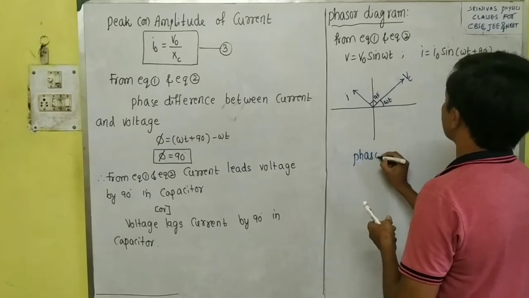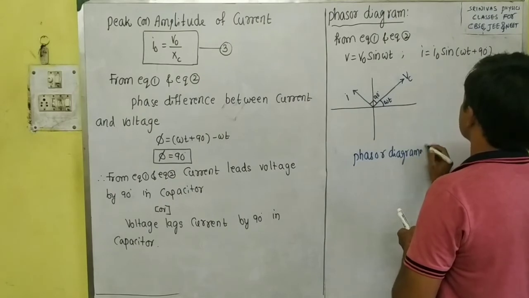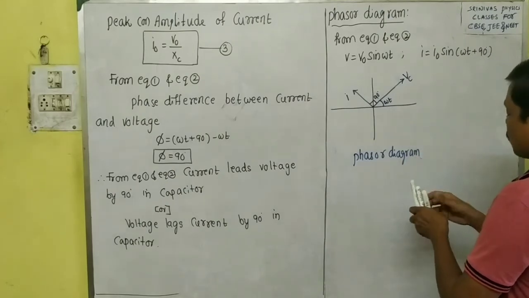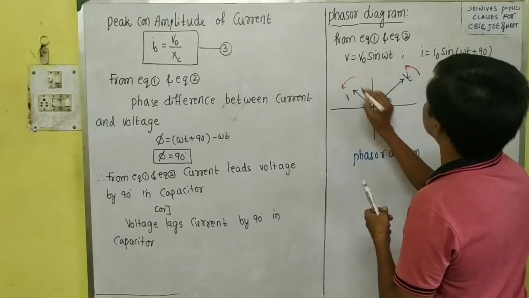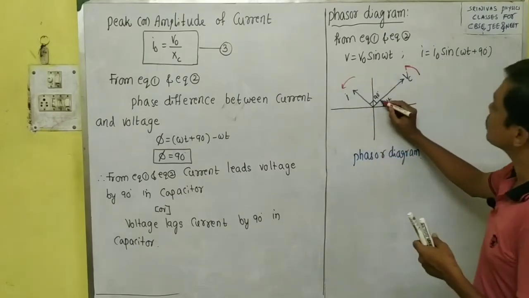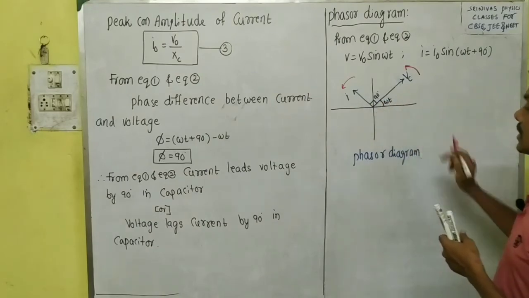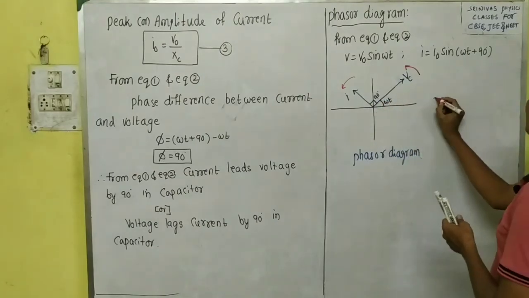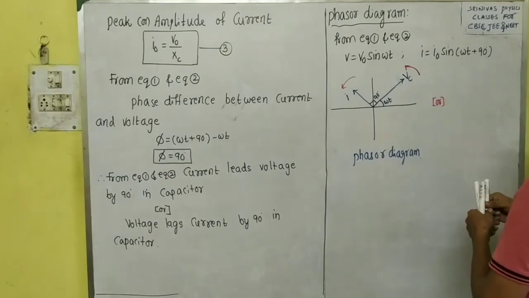In this, voltage is back of current. It is rotating in anti-clockwise direction. And the voltage angle is omega t and the current angle is omega t plus 90 with the positive x-axis. We can indicate this one like this, no problem. And like this also we can draw.